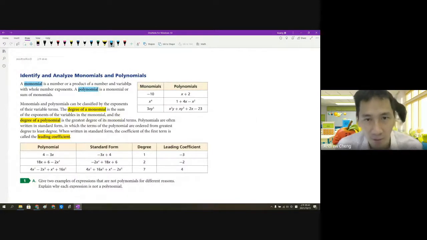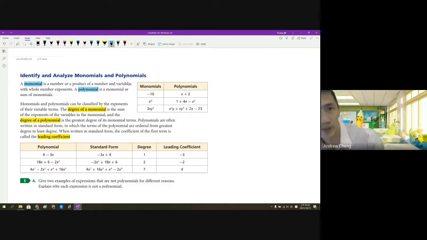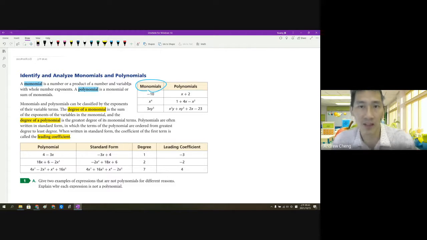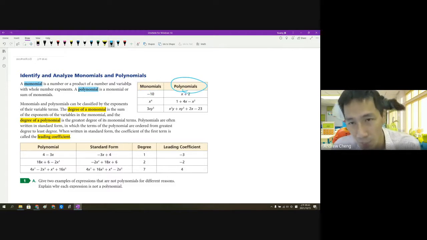All right, polynomial, so start from monomial. A monomial is just one term, like a constant, -10, x to the power 4, or 3x y to the power 5. This is a monomial, just one single term. A polynomial is a monomial or a sum of monomials. So this is a polynomial with two terms. It can also be a single term. So a monomial is also a polynomial, but a polynomial can have more than one term. This term can be 2, can be x squared.